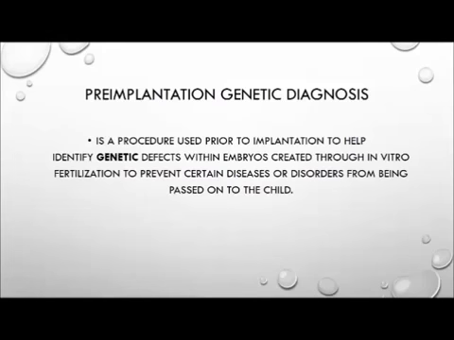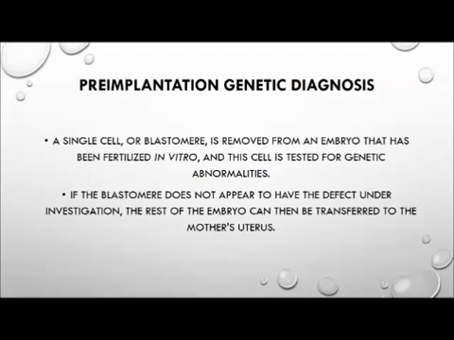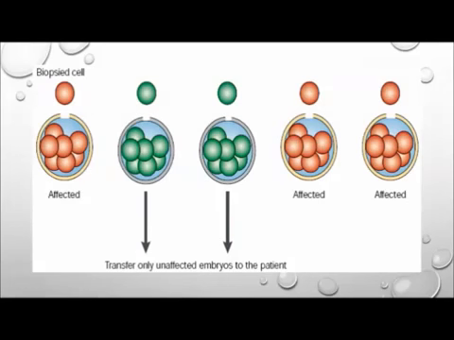The idea behind PGD is simple. A cell, or blastomere, is removed from an embryo that has been fertilized in vitro, and this cell is tested for genetic abnormalities. If the blastomere does not appear to have the defect under investigation, the rest of the embryo can then be transferred to the mother's uterus. As you can see in this figure, the orange ones are the affected embryos, while the green ones are the unaffected embryos, which can only be transferred to the patient.